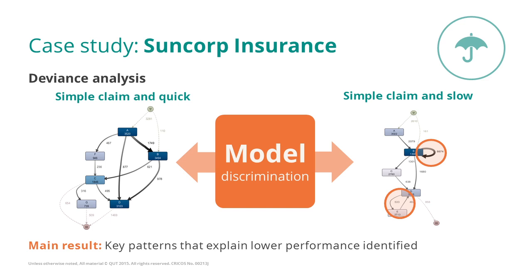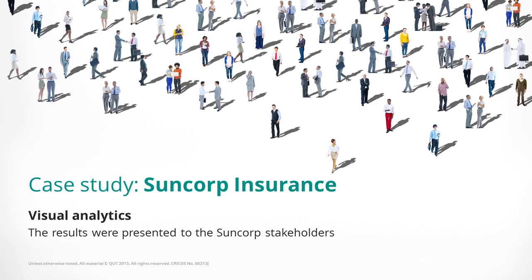Then these initial insights were backed up by some statistical data, for example the number of occurrences of these activities that are repeated, or the number of cases that have a given minimum number of occurrences for those activities. Once the results were consolidated, they were presented to Suncorp stakeholders using a variety of visual process analytics.